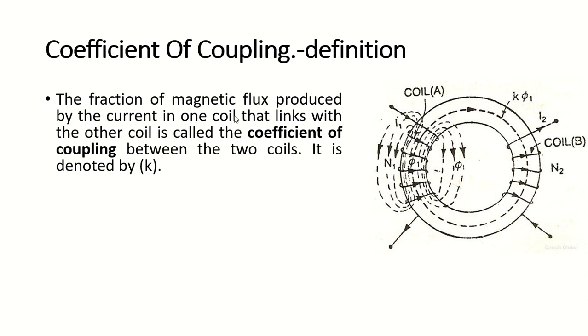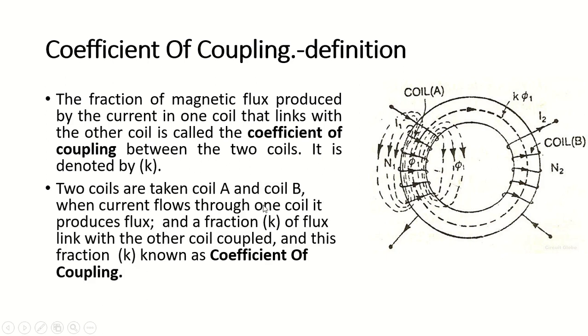So what is the coefficient of coupling? A fraction of the magnetic flux produced by current in one coil that links with the other coil is known as the coefficient of coupling. If you pass current in the first coil, a flux phi1 will be linking with the first coil. A fraction of the flux, K into phi1, will be linking with the second coil. That is responsible for the mutual induction. That fraction K is known as the coefficient of coupling.